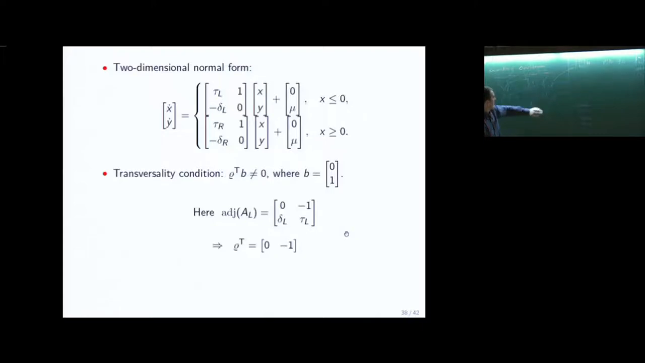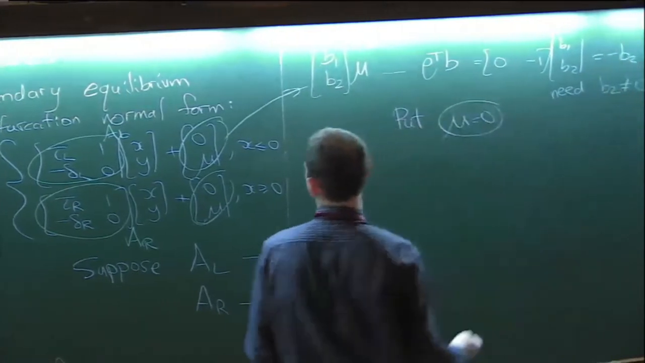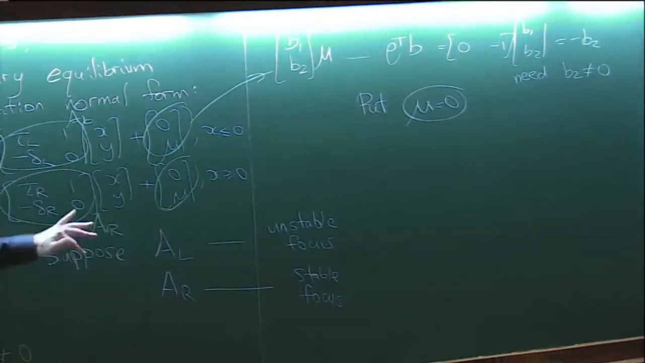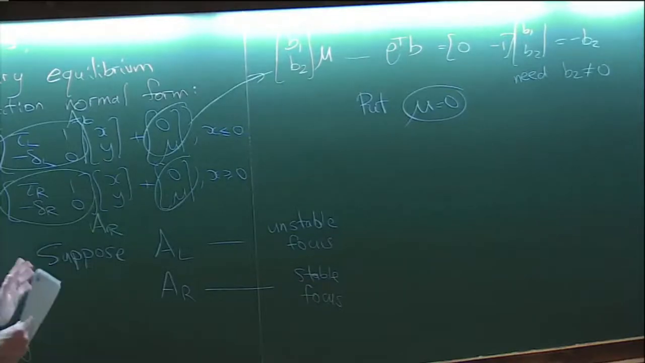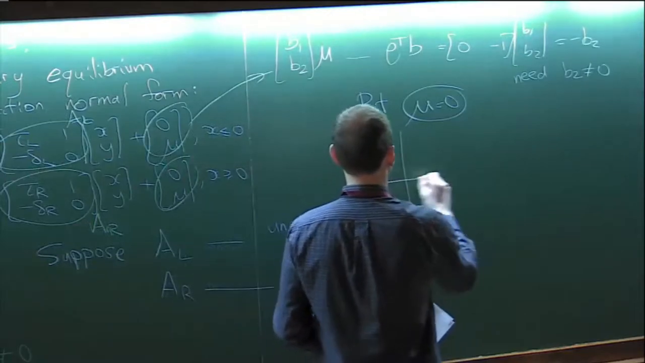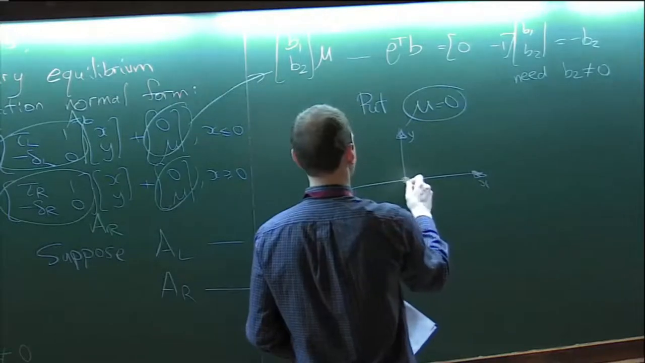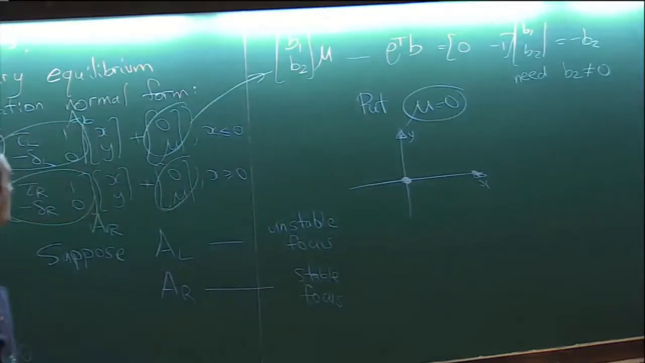Okay, so we're going to start out by just looking at the dynamics when mu equals zero. Start out with mu equals zero. So we are at the bifurcation. So we have an equilibrium on the switching manifold. In fact, the equilibrium is at the origin, of course.